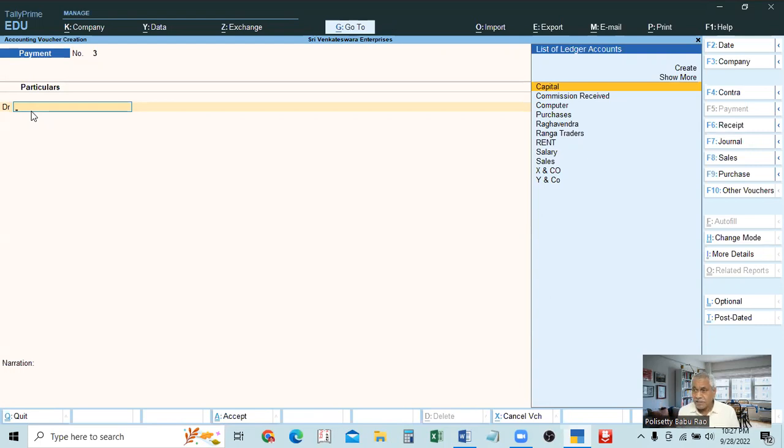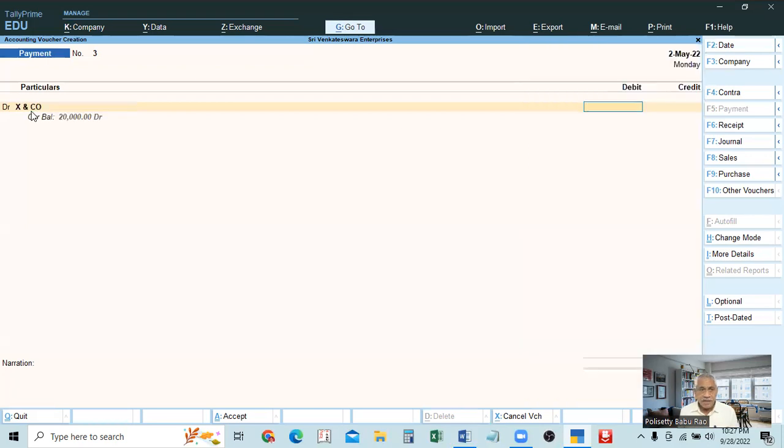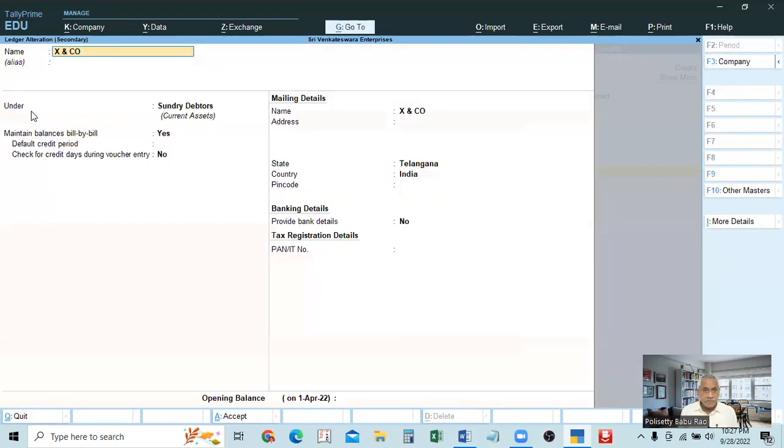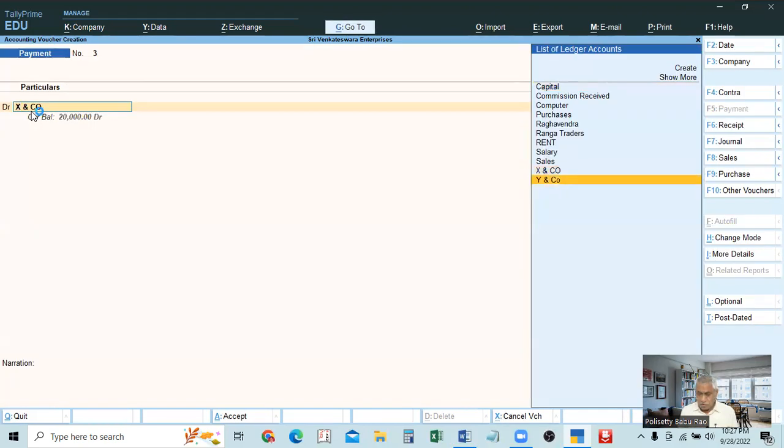What is the purpose of payment? Paid to some person against the amount due from us, or we give some advance to him towards the goods ordered, we will pay some advance. So is it advance paid or any expenses paid, like that? To whom we paid and what is the purpose of payment? For example, we paid to one X and Co. Is a debtor or creditor? Is a debtor, sorry.